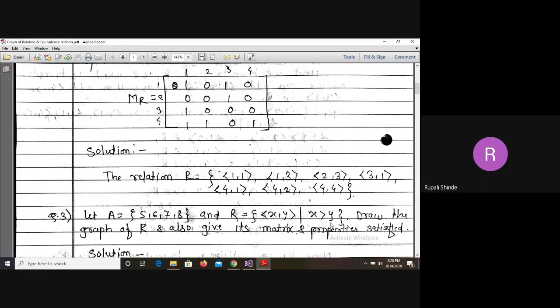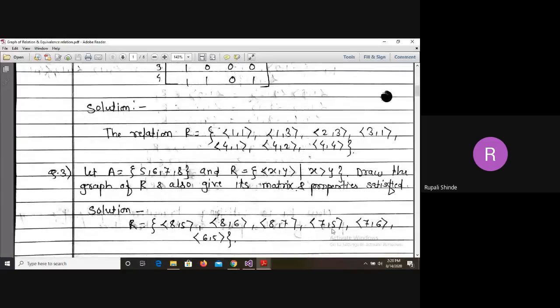6, 5; 7, 5; 7, 6; 8, 5; 8, 6; and 8, 7. Okay, correct. So all these order pairs we can include, because for every order pair, the first element of that order pair is always greater than the second element.